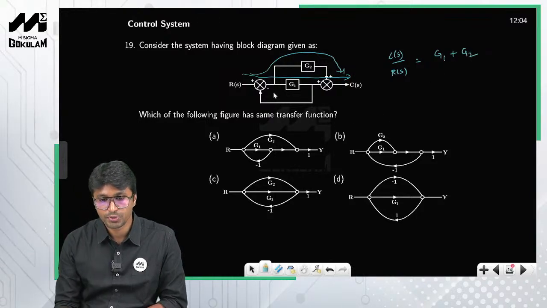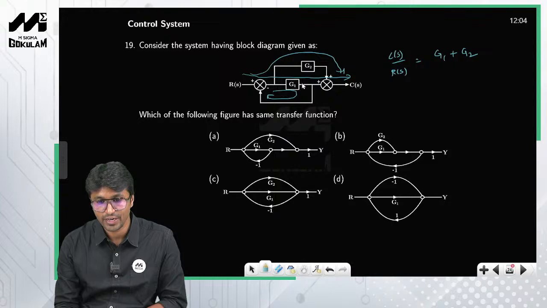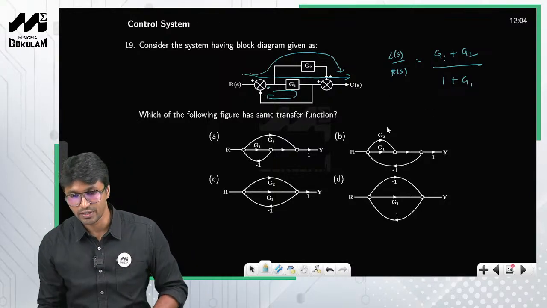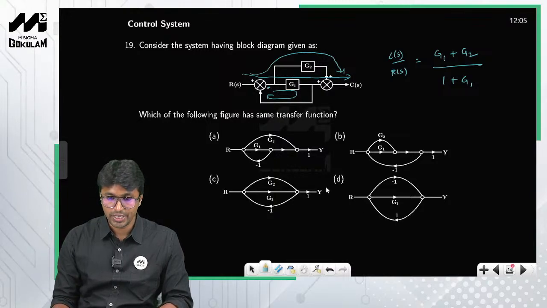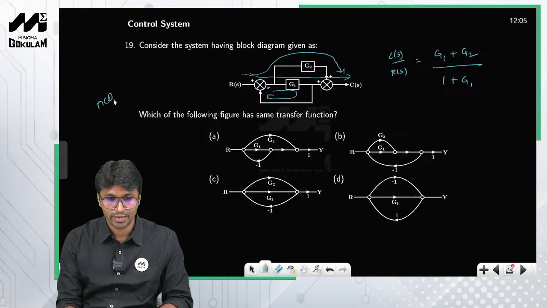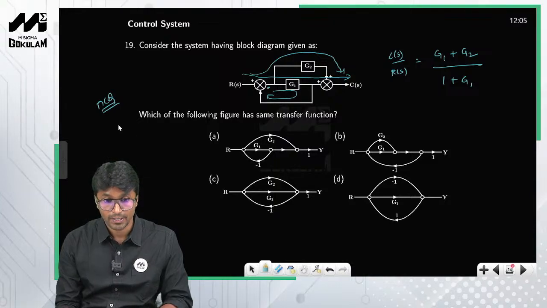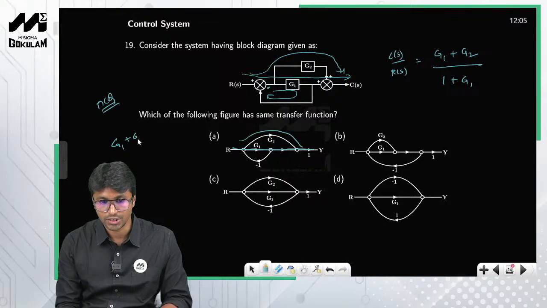And how many loops do you find here? This is the only loop that you have, so 1 plus G1, because the feedback is negative. So G1 plus G2 by 1 plus G1. Now you have to check it for each of these options. I think this is an MCQ question. So we shall do it for the first option. Look at this one. This is the first forward path, G1, and this is the next forward path, G2. Listen, there are no non-touching loops.